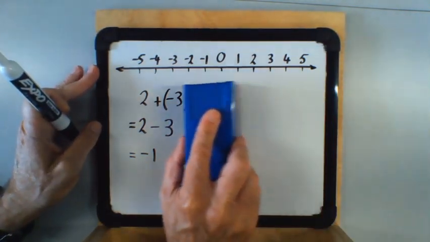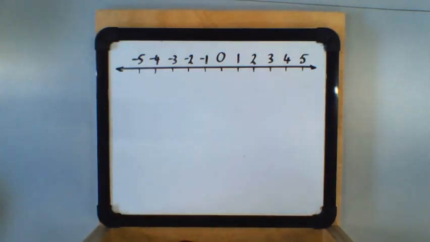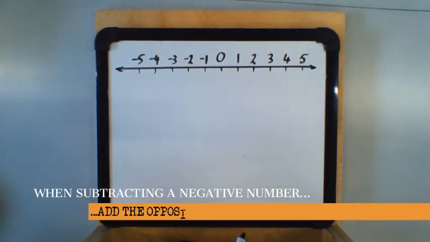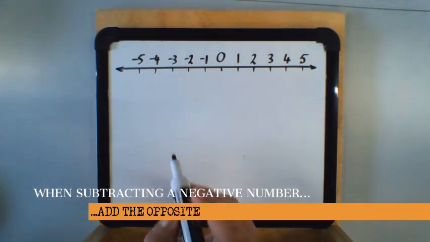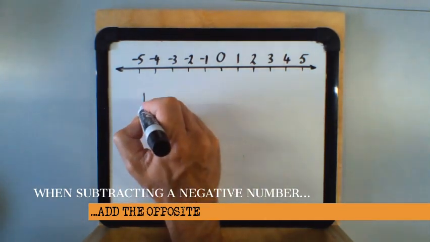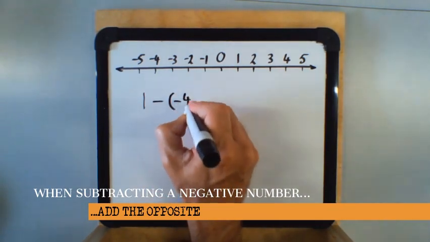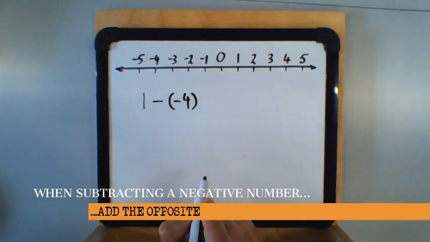What happens if I'm going to subtract a negative? If I subtract a negative, then what I'm going to do is to add the opposite. So let's start with 1 minus negative 4. So 1 take away negative 4.